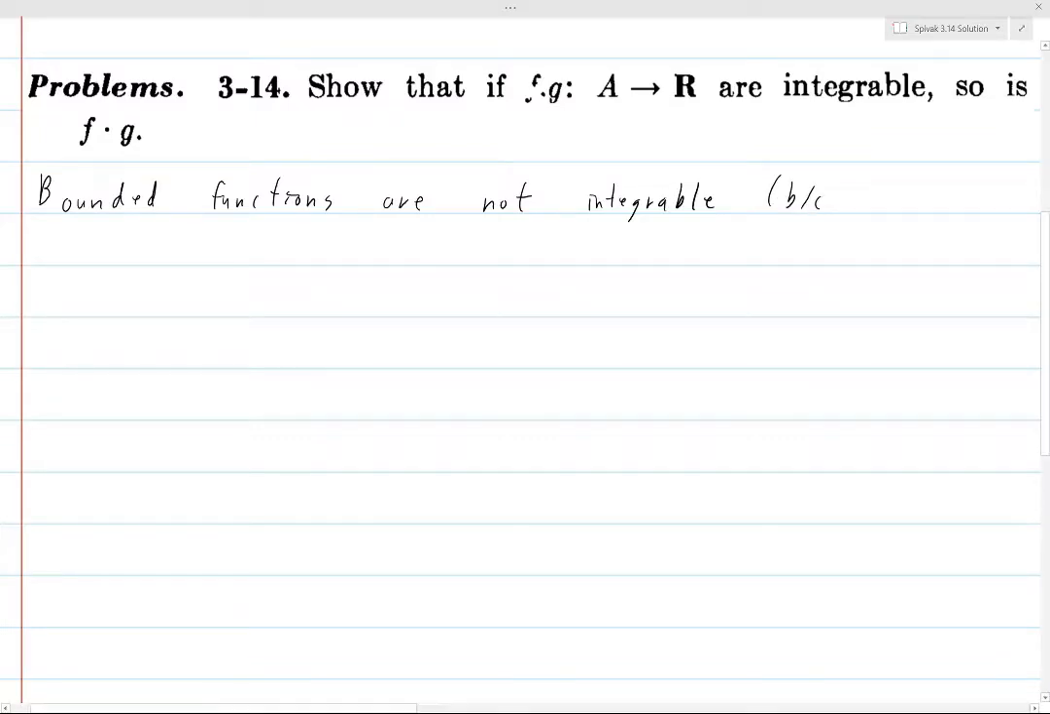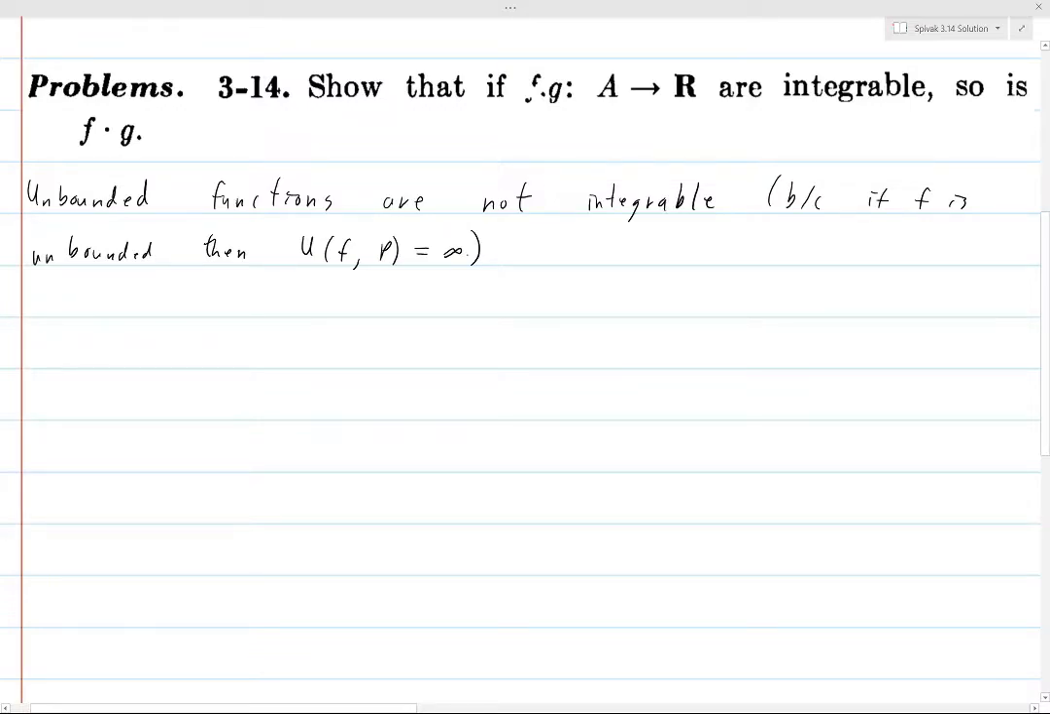But given this definition, unbounded functions are not integrable. Because if f is unbounded, then the upper sum of f given any partition P is always going to be infinity.